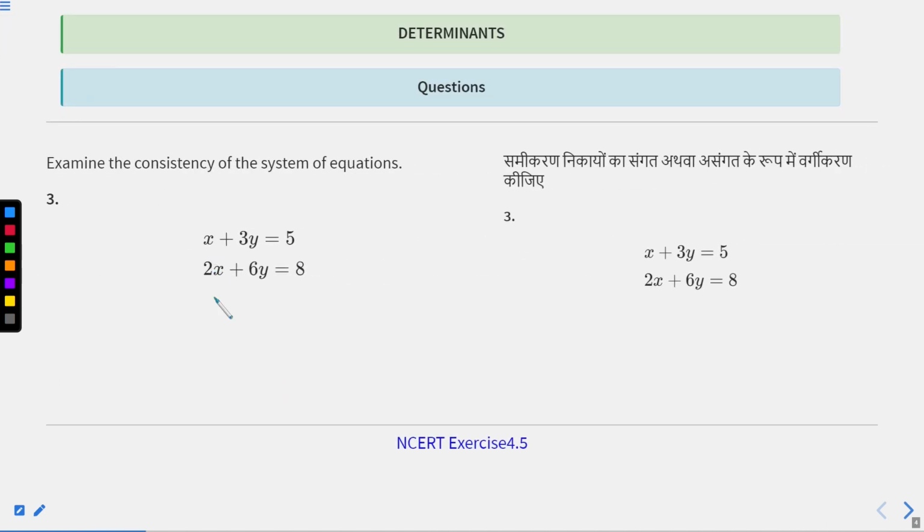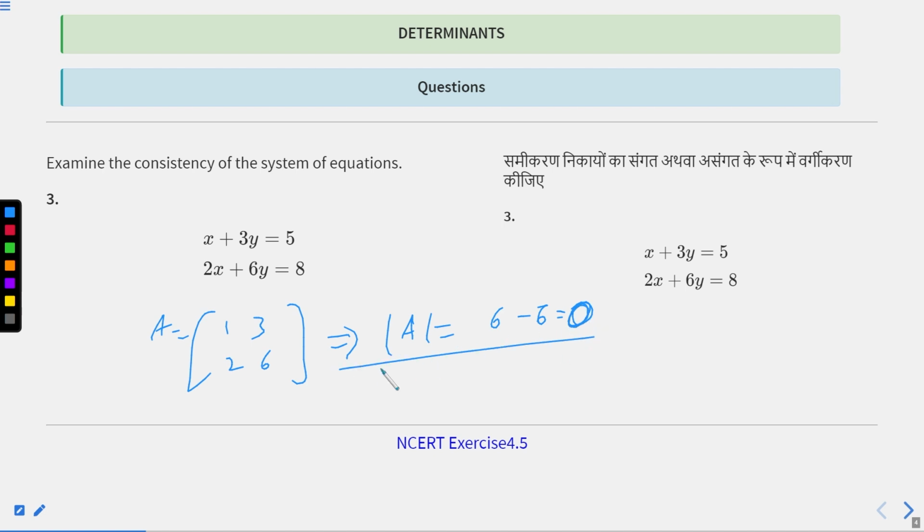Now, as you can see, the A matrix will be 1, 3, 2, 6, and the determinant of A will be 6 minus 6, which means 0. So it is inconsistent. Clear? Why am I saying it is inconsistent?